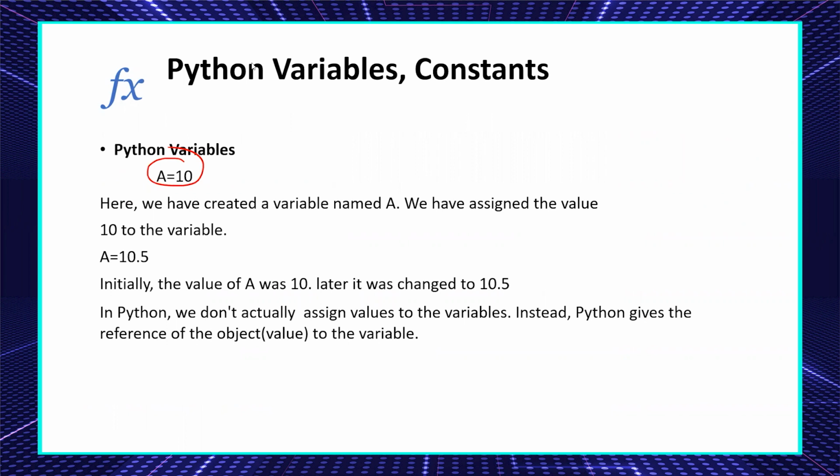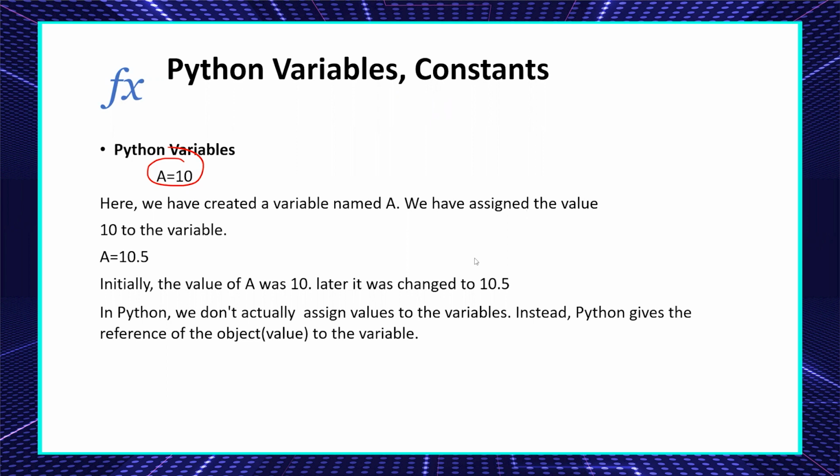10 is a value which is stored in the variable. One second, boss. Let me ask a person called Giridhar, sorry, my bad. Giridhar, can you explain to me? A is equal to 10. What does it mean? 10 is a value. No, 10 is a value which is assigned to a variable called A.